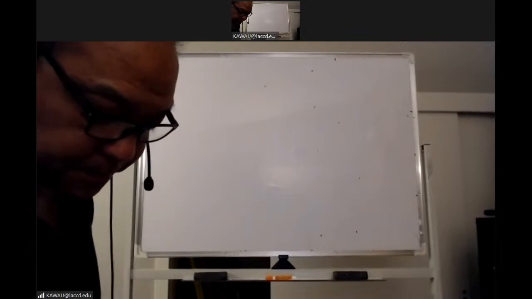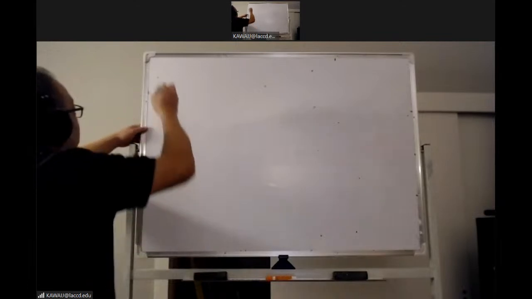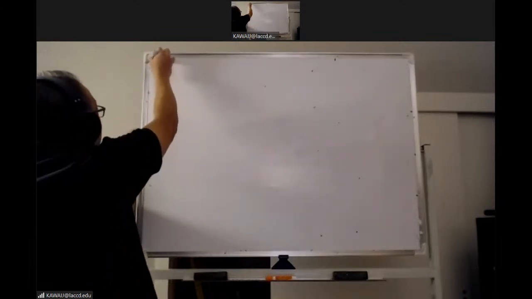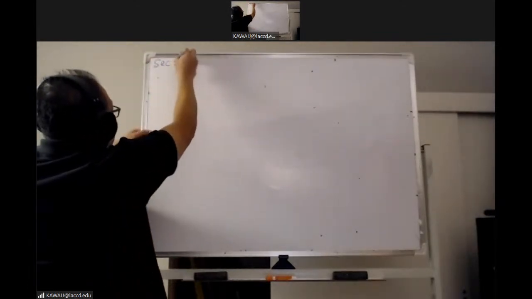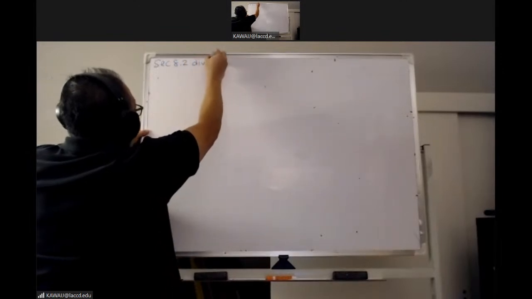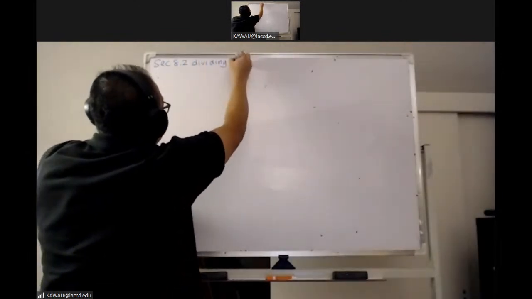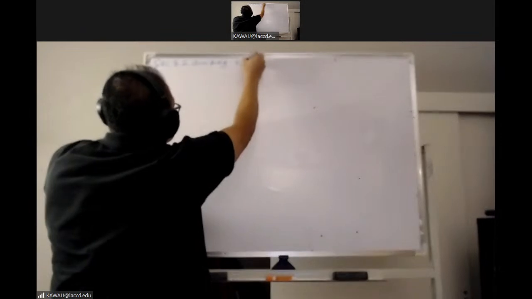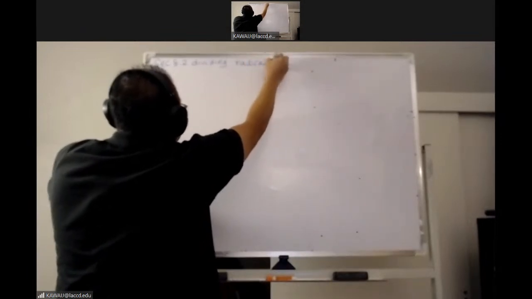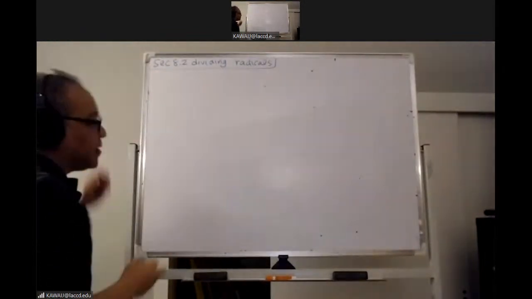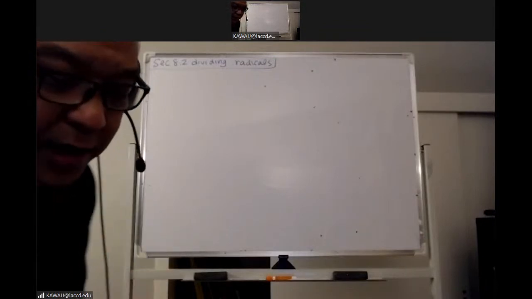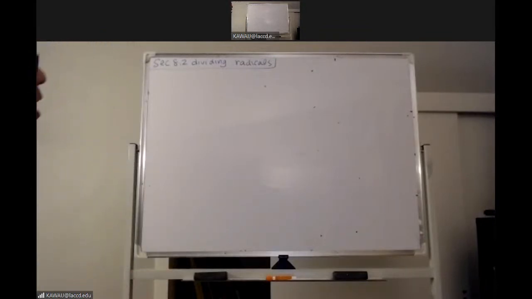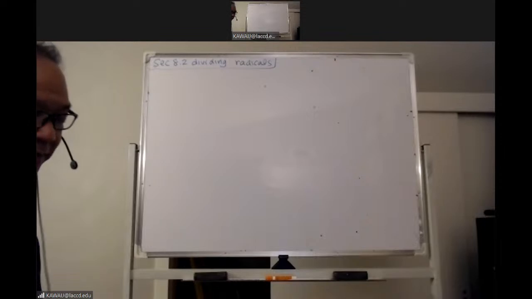Okay, good. All right, let's go to section 8.2. So let's do dividing radicals. And we're just going to walk down the line. How do we simplify a radical? How do we add and subtract a radical? How do we divide a radical? How do we multiply a radical?